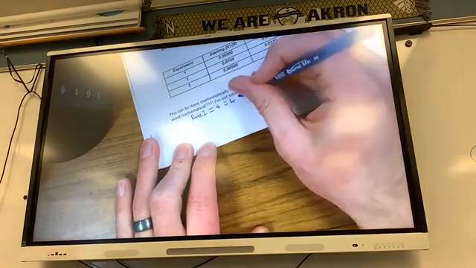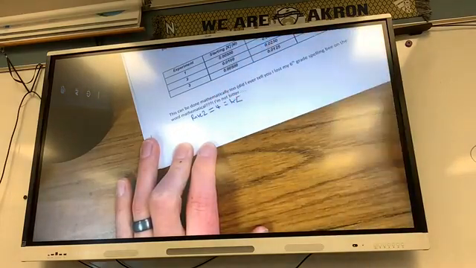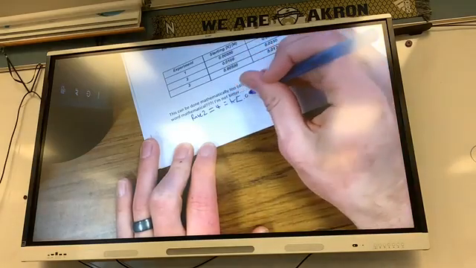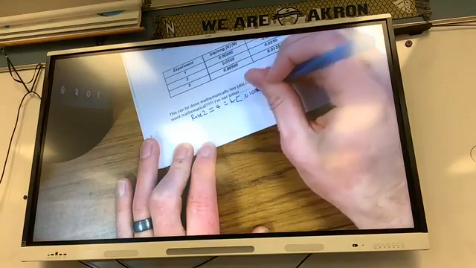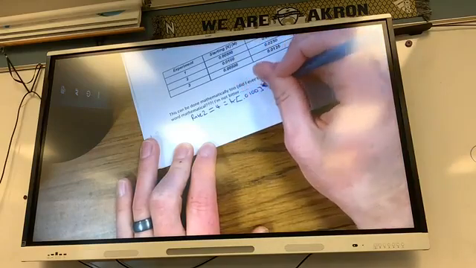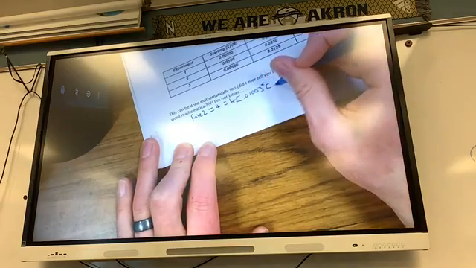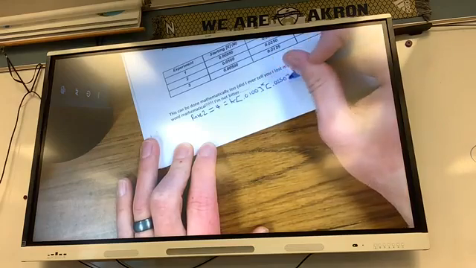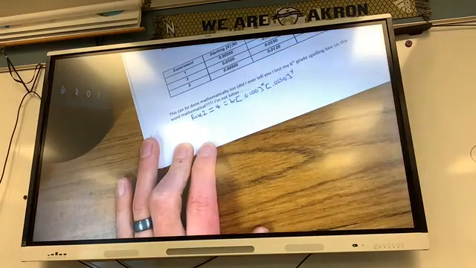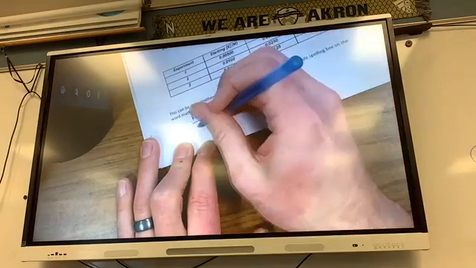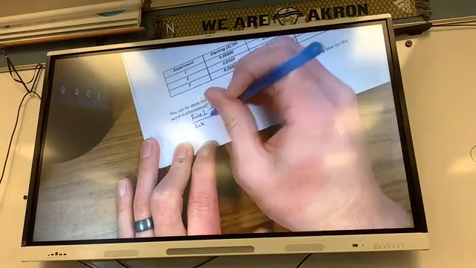K times the concentration of X, 0.0100 to the power of X, because I don't know what that is, right? Times the concentration of Y, 0.0250 to the Y. X and Y, any number. Divided by rate. What am I going to divide that by?